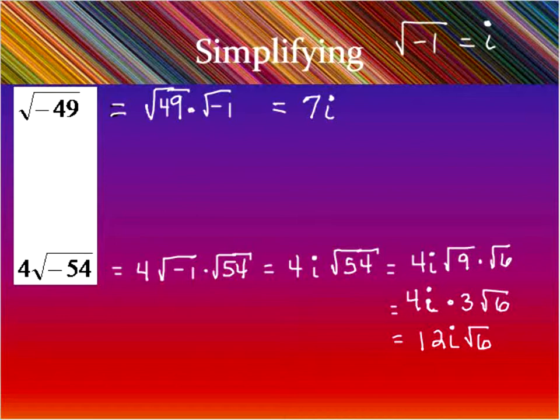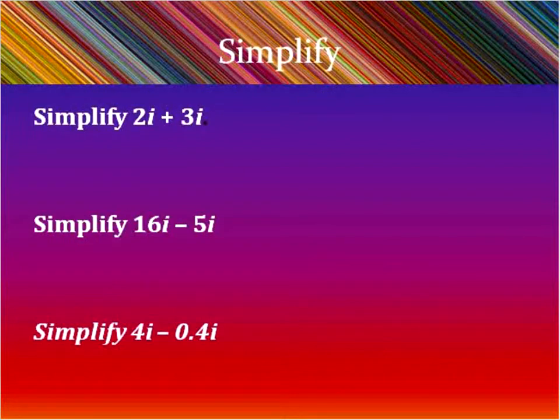Alright, let's go on to some adding and subtracting with i. It's a lot easier than you might think because we treat it just like a variable. So it's the same thing here as saying 2x plus 3x. Same idea. You add the numbers and keep the variable, or the i in this case, the same. So 2 plus 3 gives me 5, and I get 5i as my answer.